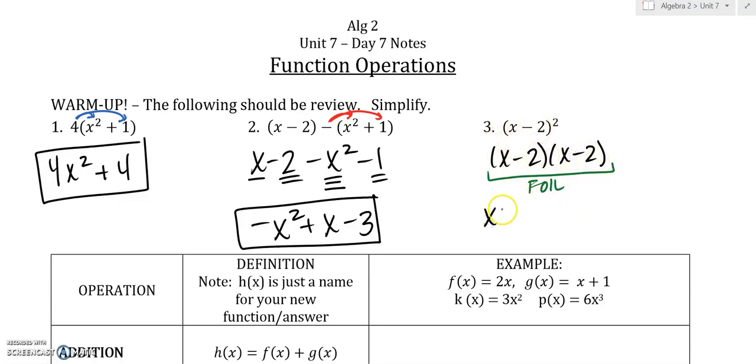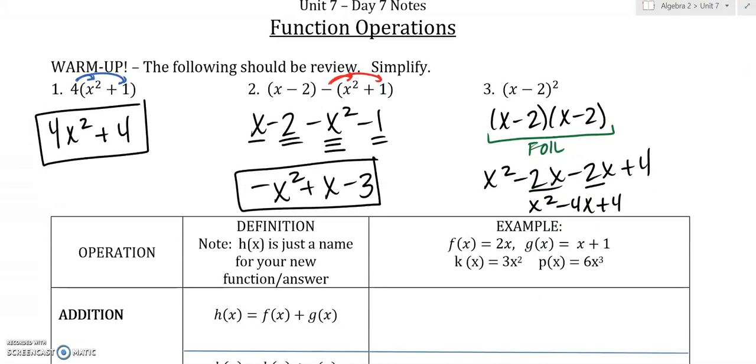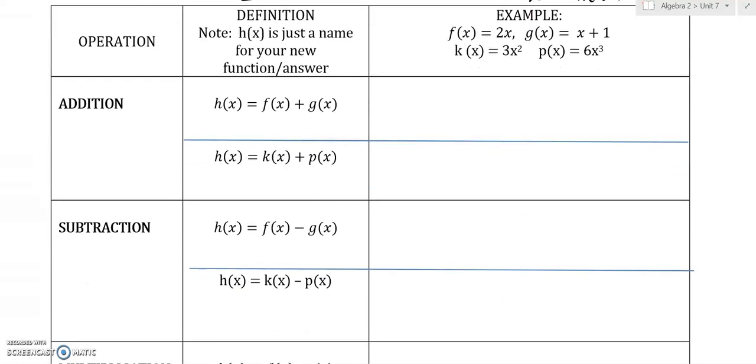When I FOIL, I end up with x squared minus 2x minus 2x plus 4. I combine these pieces in the middle and I'm left with x squared minus 4x plus 4. There's my final answer. If that was too fast, pause the video, go back, maybe try them on your own, see how you did.